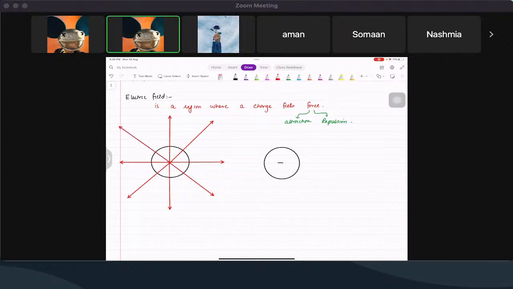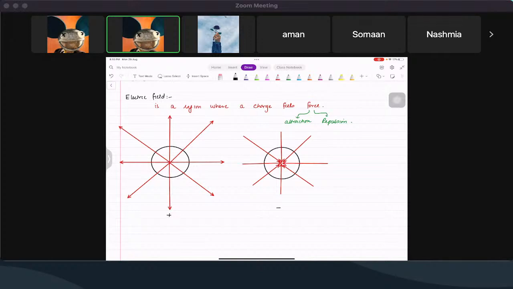So this is the positive one, and for the negative one the field would always be directed towards just one single point. It's not coming out, it's going in like that. They can also ask you to draw the fields, so you should be aware of that. Okay, so this is a negative point charge.